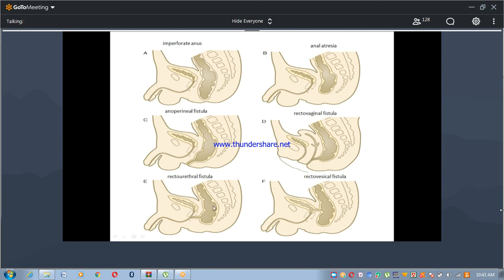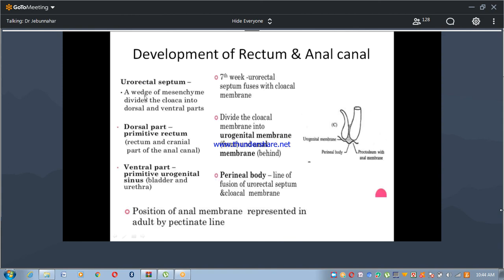এখানে হচ্ছে rectovaginal fistula, vaginal এর সাথে rectum এর fistula। এখানে recto-urethral fistula, urethra সাথে rectum এর একটা কানেকশন তৈরি হচ্ছে। আর rectovesical, ইউরিনারি ব্লাডারের সাথে rectum এর যে fistula, rectovesical fistula. These are abnormalities of the heart.